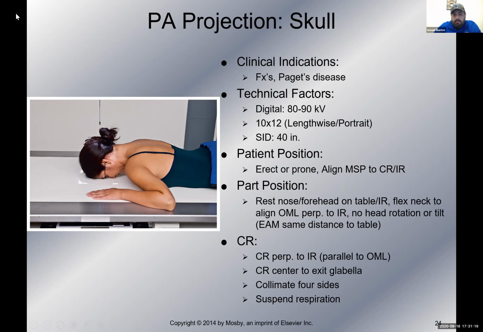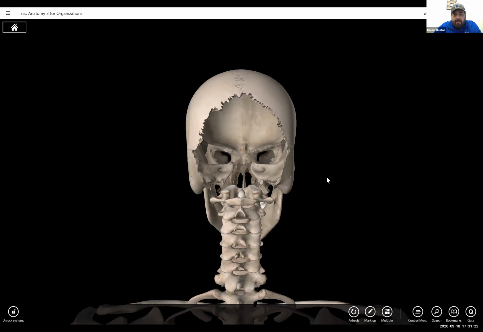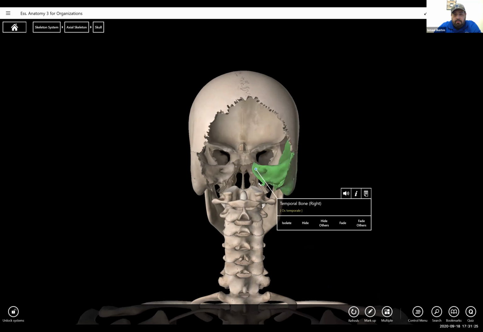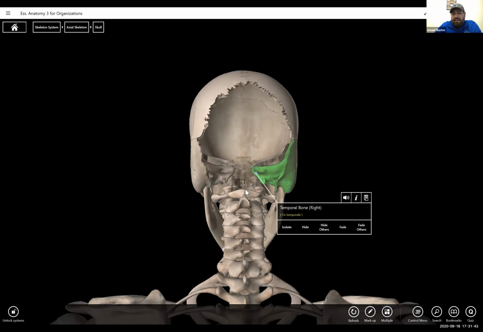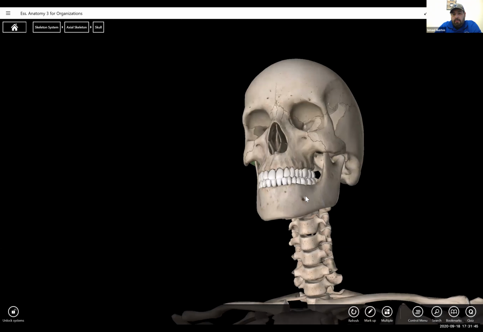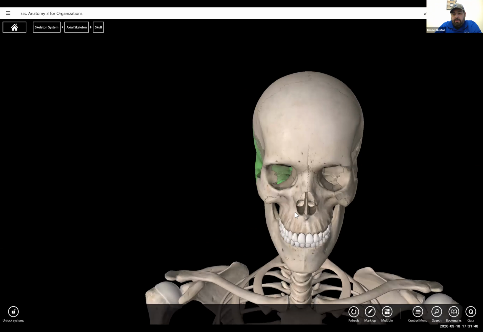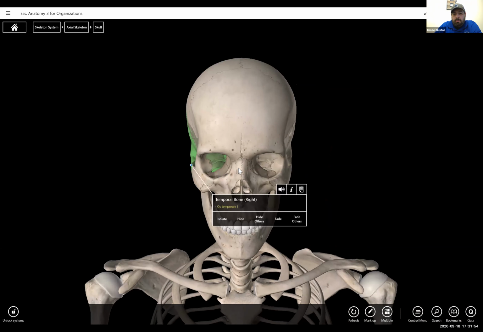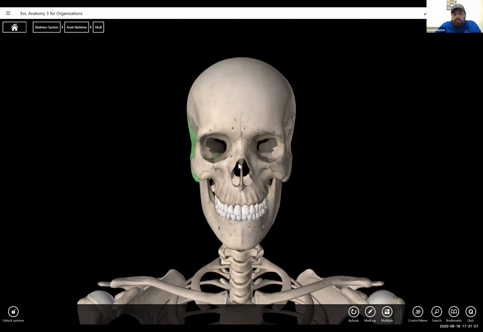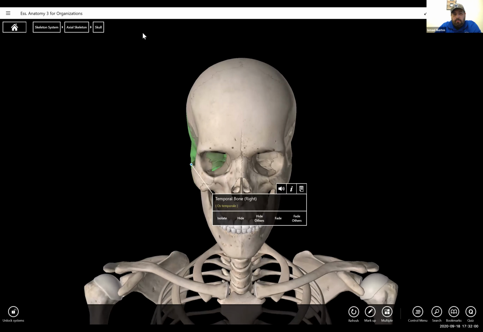So let's go back to this guy here. Remember we saw the ridges, which are back here? They're going to fill the orbits on a PA 15 degree. So we have the nose and forehead on the image receptor, which is below us, but we have a 15 degree angle. You're looking at the patient, you're angled 15 degrees. Now if we have no angle, we're going to look like that. You're going to have the ridges within the entire orbit. So that's a 0 degree angle. This would be a 15 degree angle. This would be a 0 degree angle.